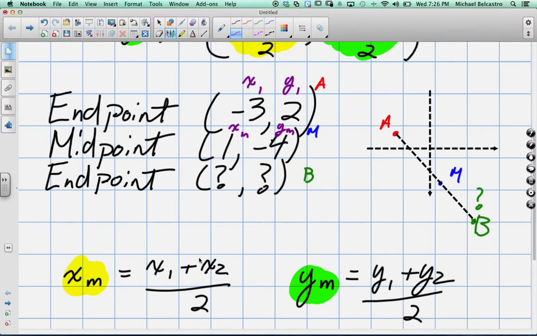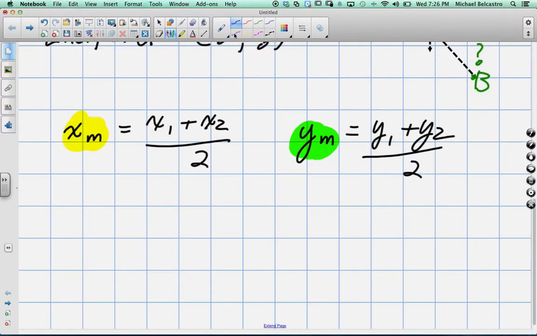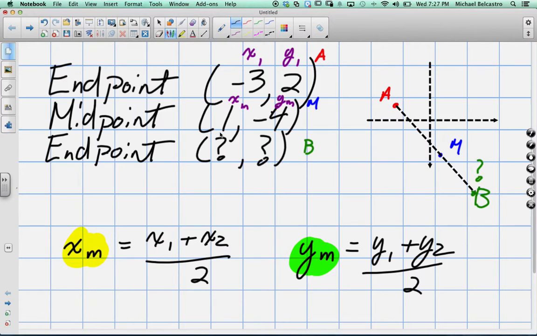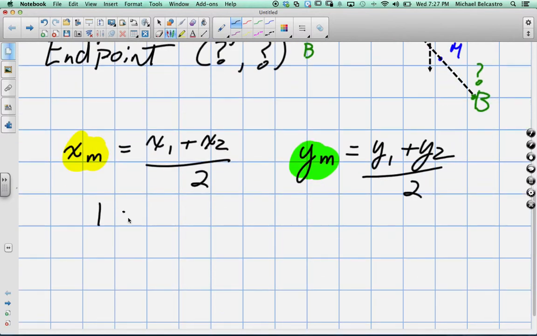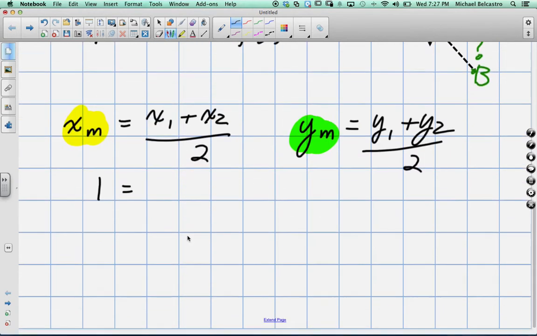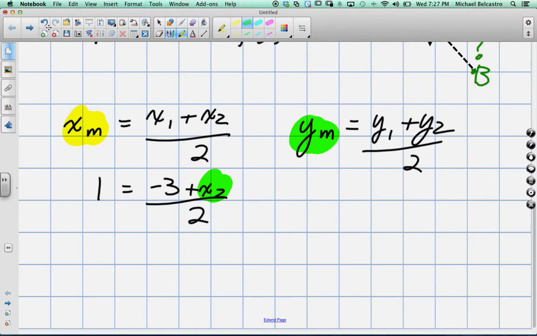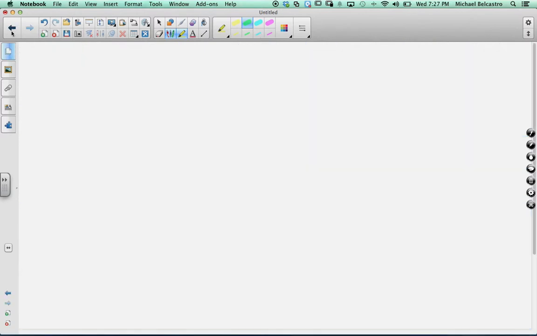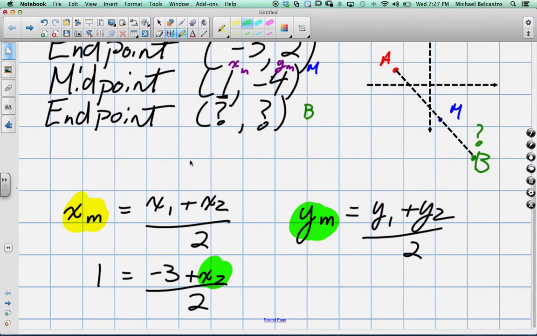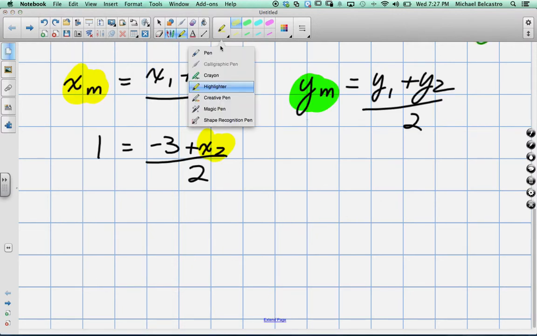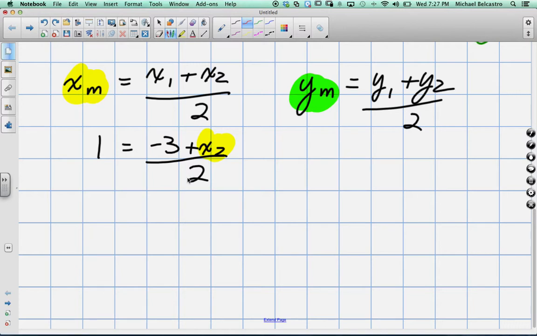So we're going to replace those in each of these formulas. It's kind of like a substitution. We actually have a value for xm. xm is the number 1. So 1 is equal to x1, which is -3, plus x2, over 2. So I've built a formula here, and my goal will be to isolate for x2. We want it in yellow here. So we're going to bring the 2 to the other side. That'll be our first step.